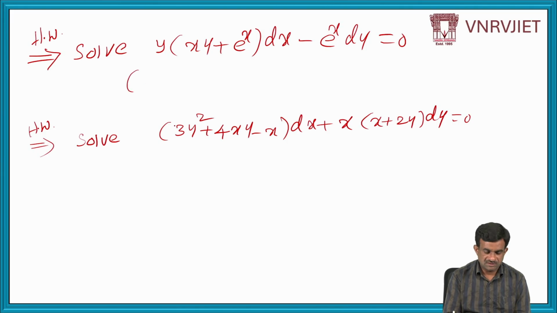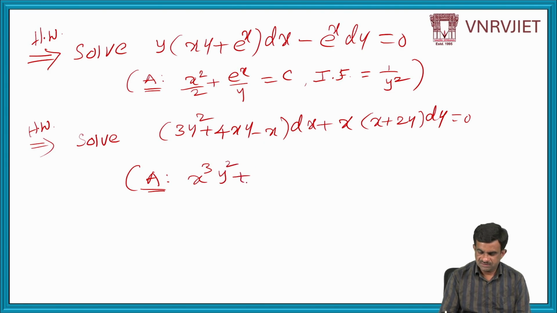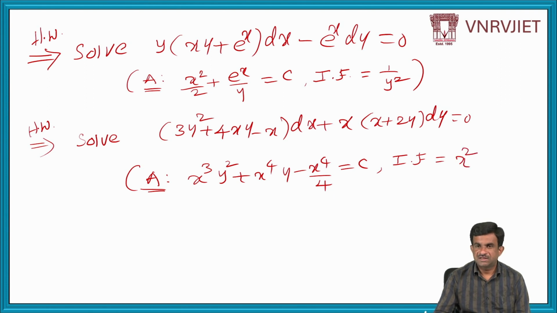If you want, I can give you the answers also. Coming to the first one, the solution of this differential equation will be x square by 2 plus e power x by y is equal to c. If you want, you can note down the integrating factor also. The integrating factor will be 1 by y square. And coming to the second problem, the solution will be x cube y square plus x power 4 y minus x power 4 by 4 is equal to c. And the integrating factor for this problem will be x square. These two problems you can try at home.